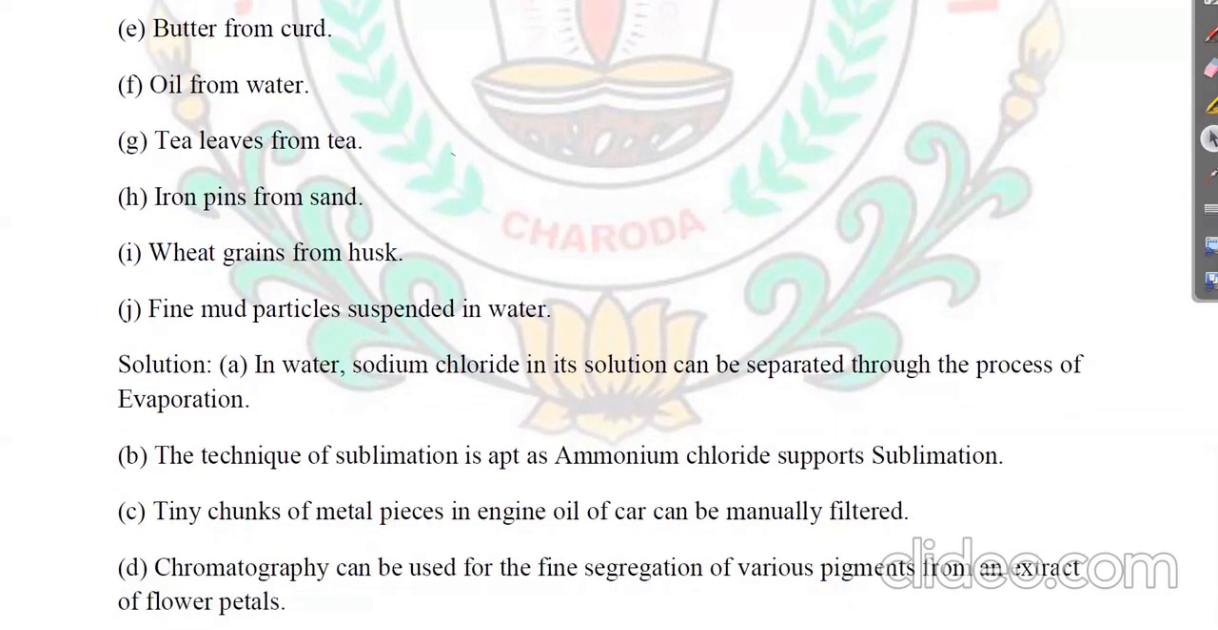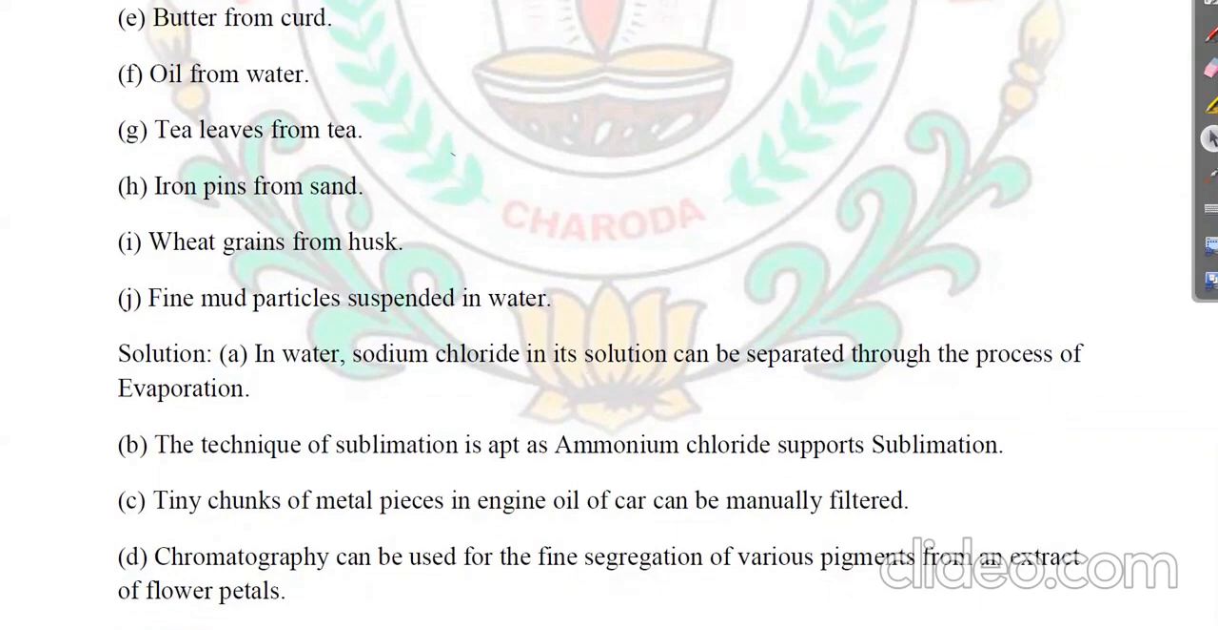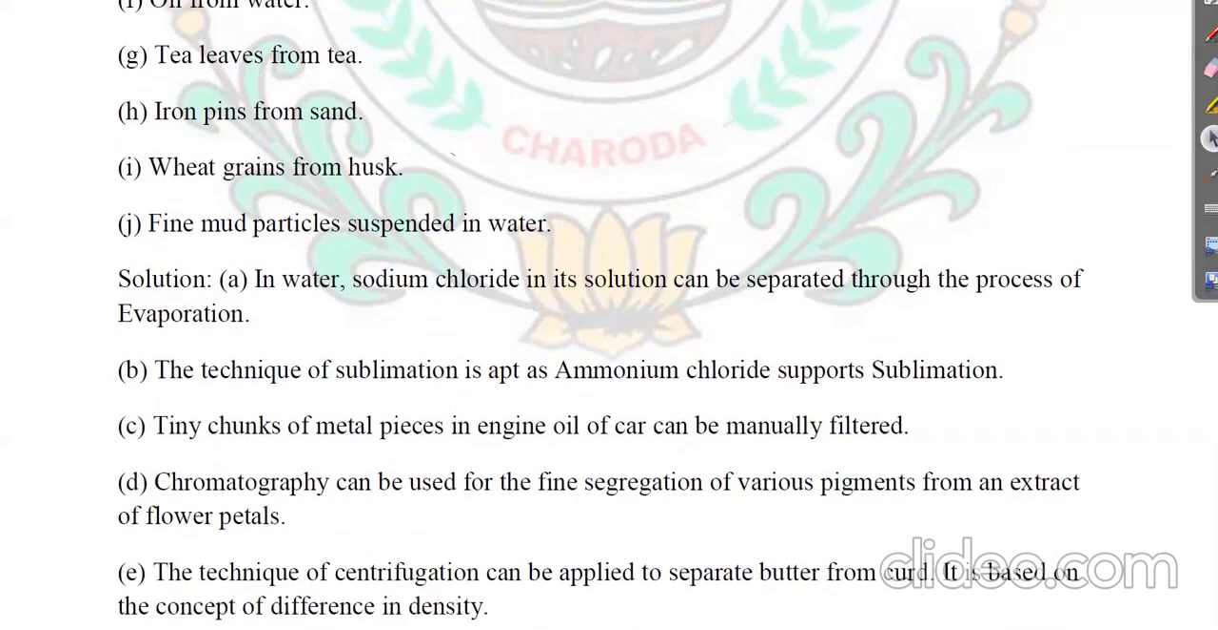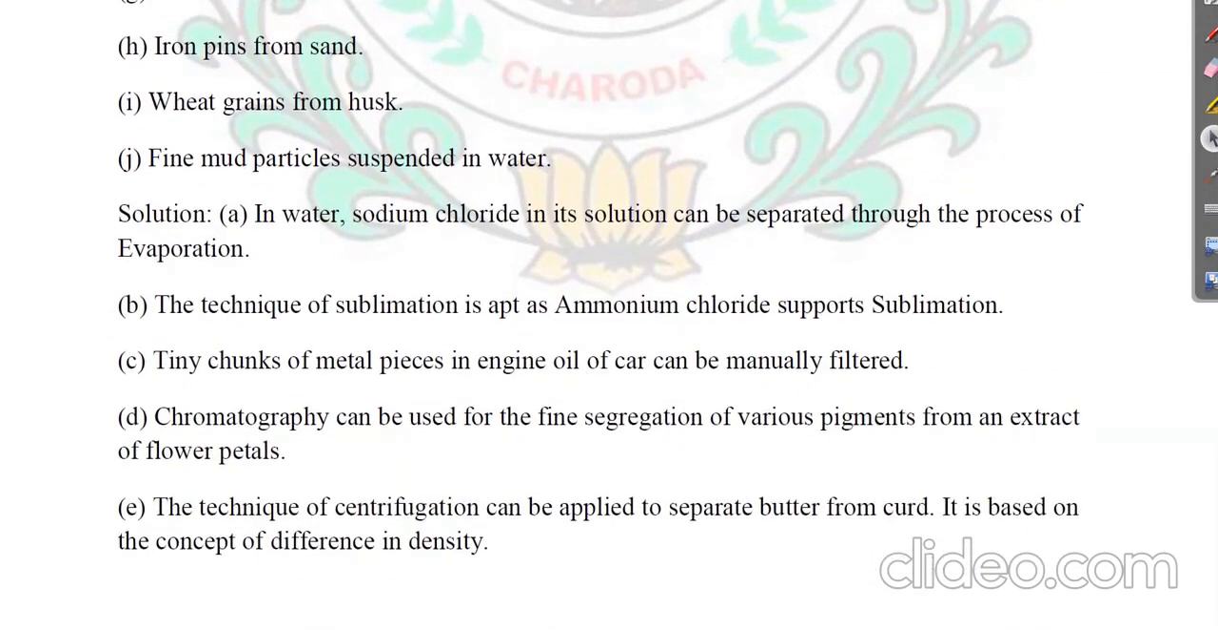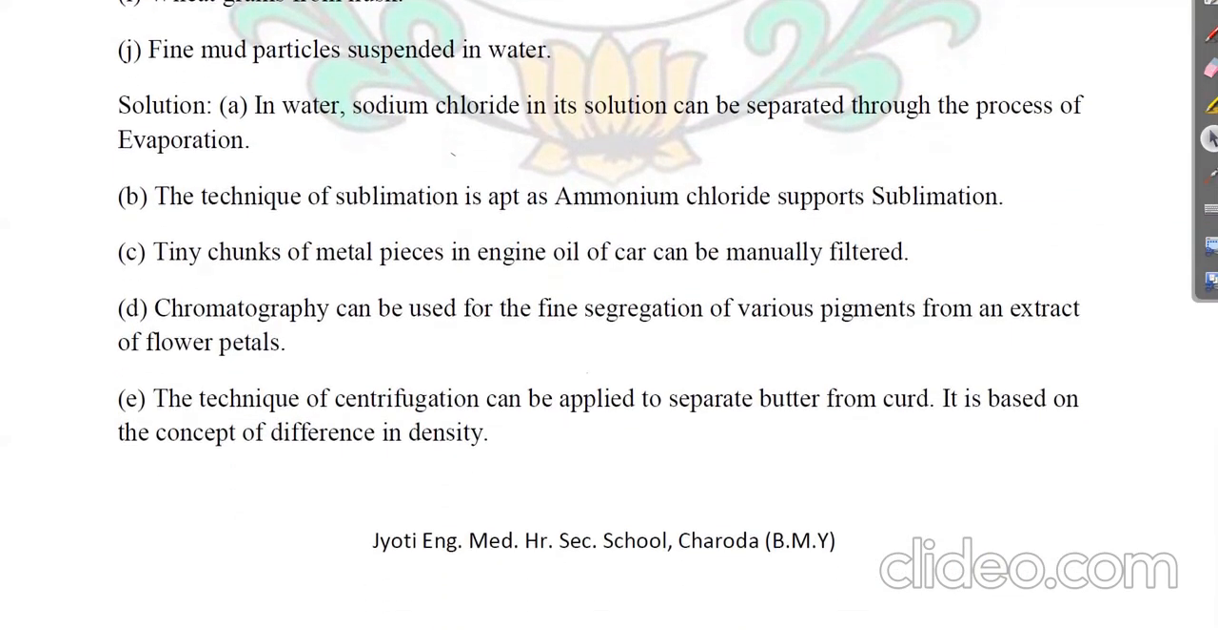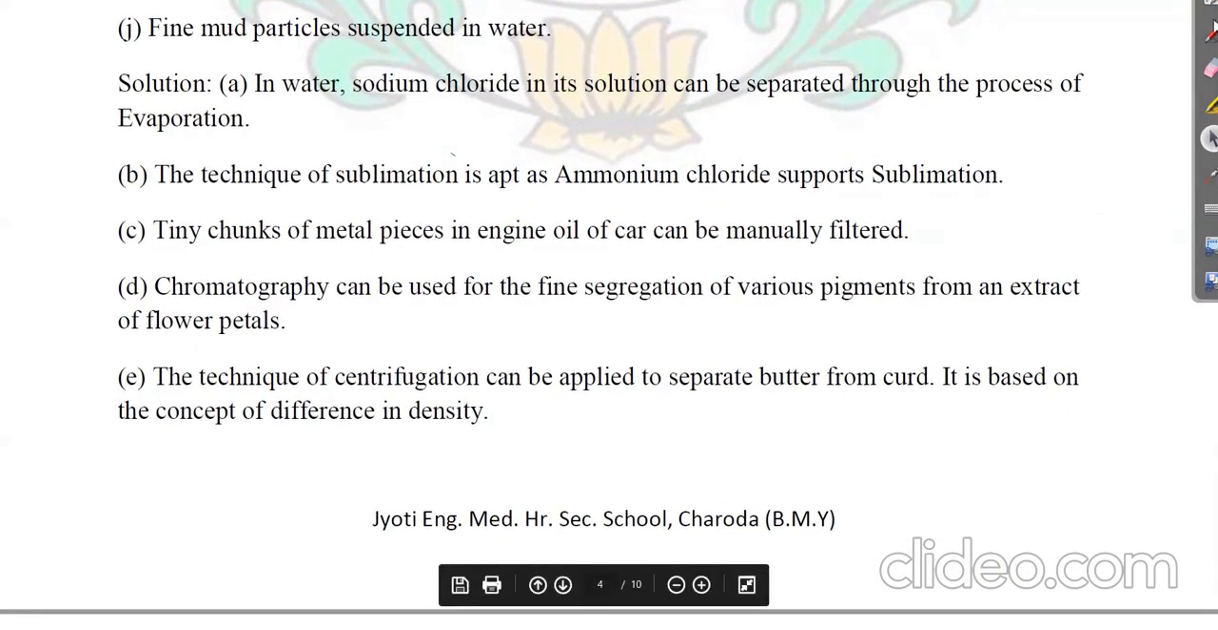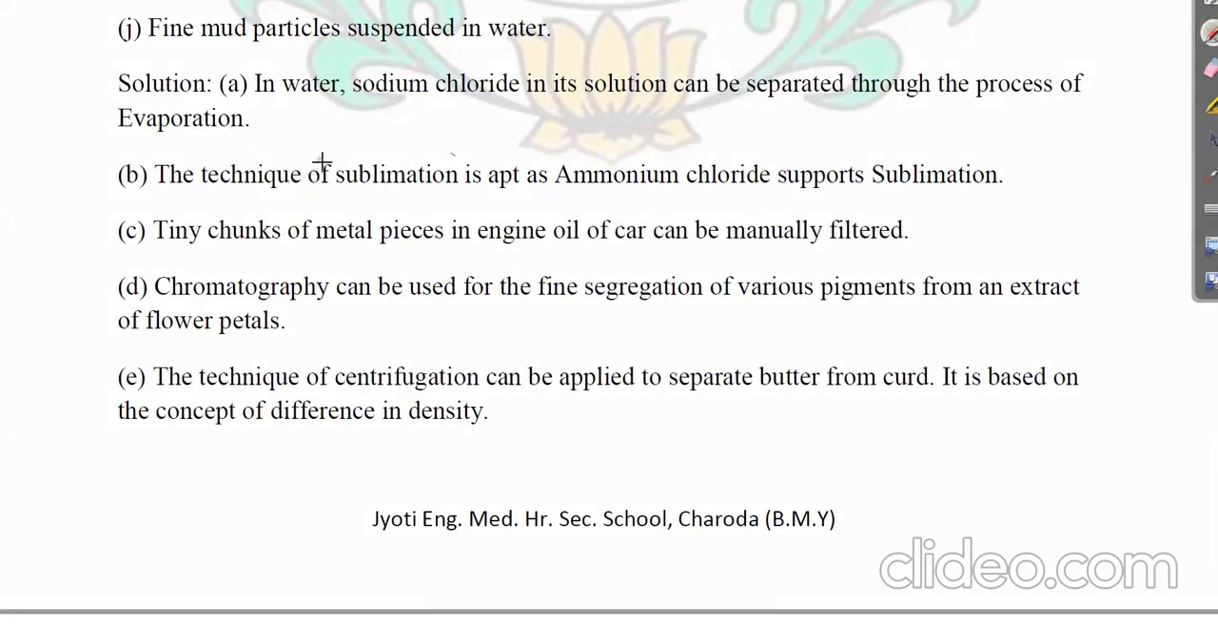All these things, we have to find out the different separation methods in order to remove the components of these mixtures. First, sodium chloride in its solution in water. Here it can be separated by the process of evaporation. By evaporating the water, the left out solid substance will be the salt. Next, for separating the mixture of NaCl and ammonium chloride, we will use sublimation.